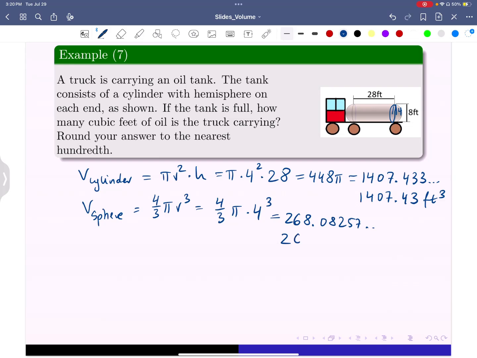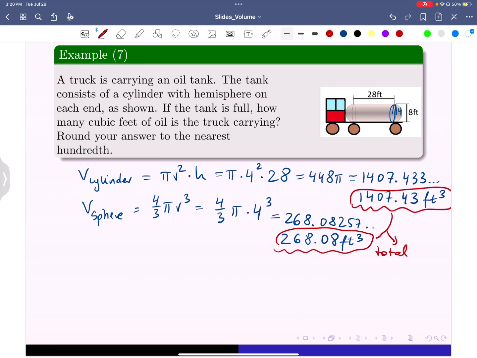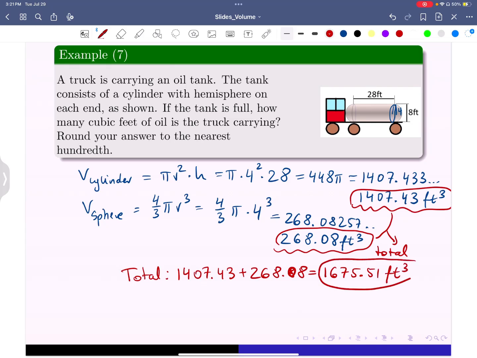So it would be 268.08 feet cubed. So now we need to add this number plus this number. We add them together to get the total. So we will have 1407.43 plus 268.08, and that's equal to 1675.51 feet cubed. This is my total volume of the cylindrical tank.